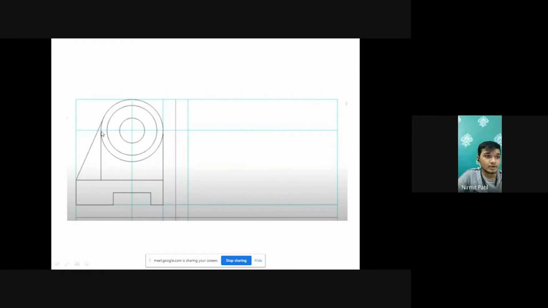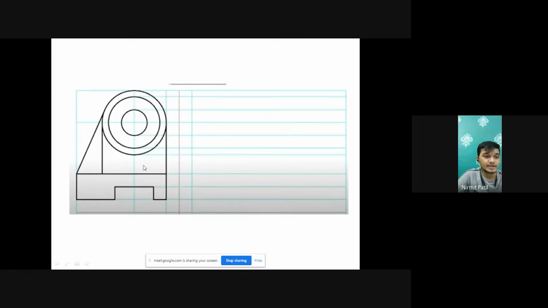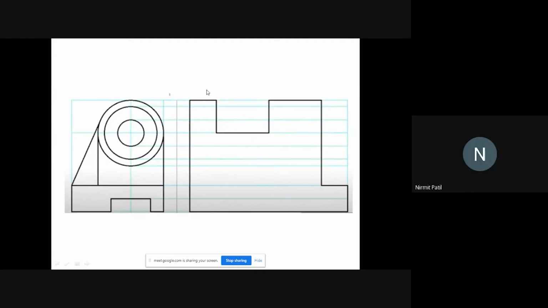Now from this point and this point, we will draw perpendiculars to the base we constructed before. And from this point, we are supposed to draw a line which is tangential to the circle. With this, we have completed the front view. Now with the help of this front view, we will take the projection lines and at 40 mm respectively.